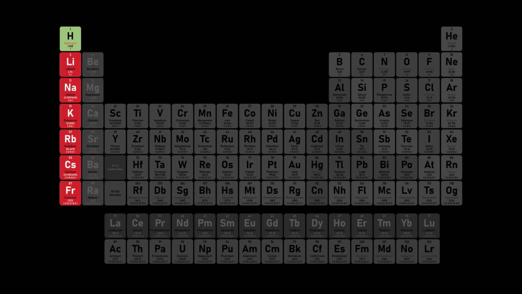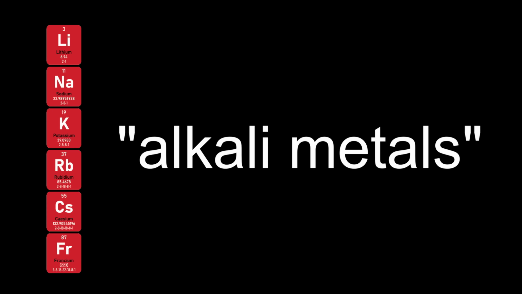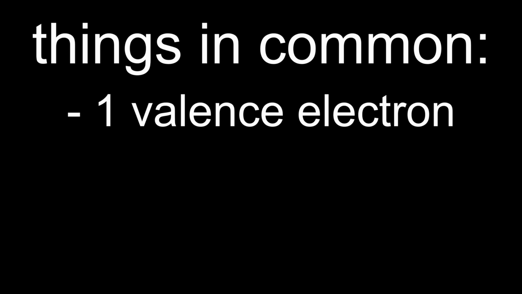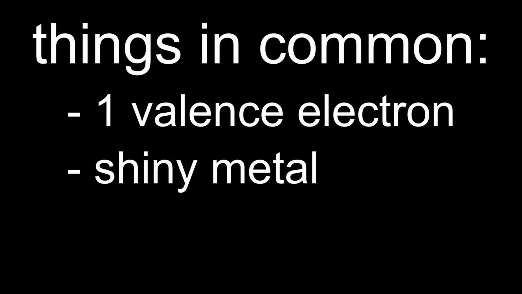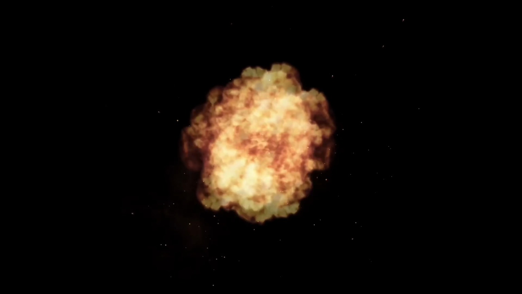For example, the first group without hydrogen is called the alkali metals. Here's some things they have in common. They have one valence electron, they're shiny metals, they're kind of soft, and they do this sometimes.